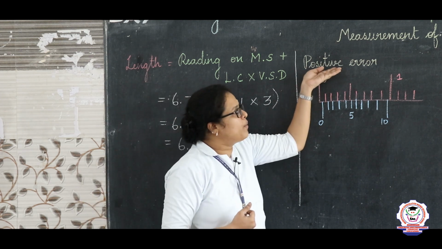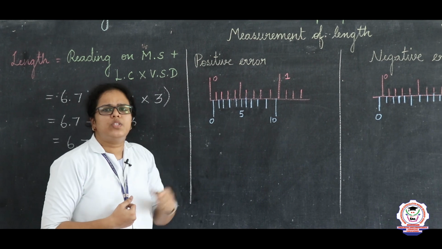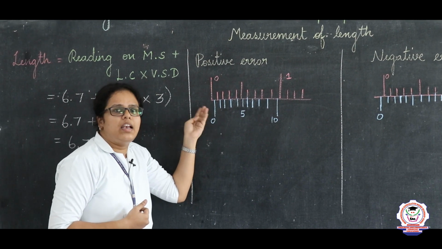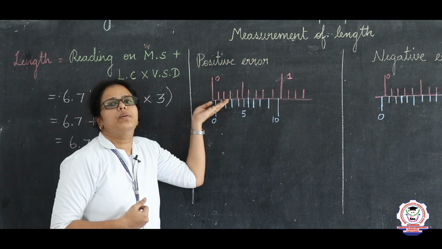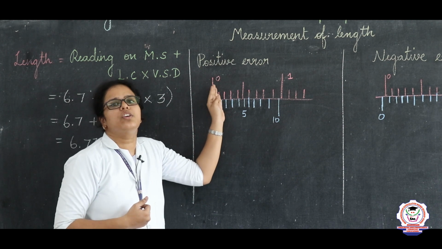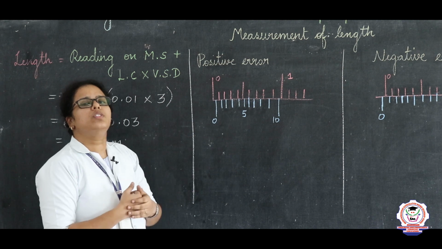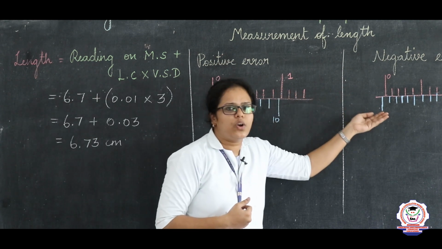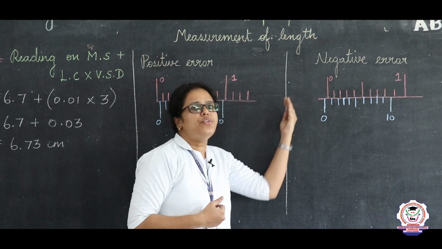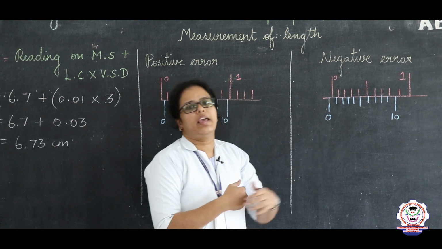See the first one, positive zero error. What is positive zero error? If the zero of the vernier scale lies right to the zero of the main scale. Here the zero of the vernier scale lies right to the zero of the main scale. In that case, we will say it has positive zero error. And what is negative zero error? If the zero of the vernier scale lies left to the zero of the main scale, in that case, we will say the zero error is negative.